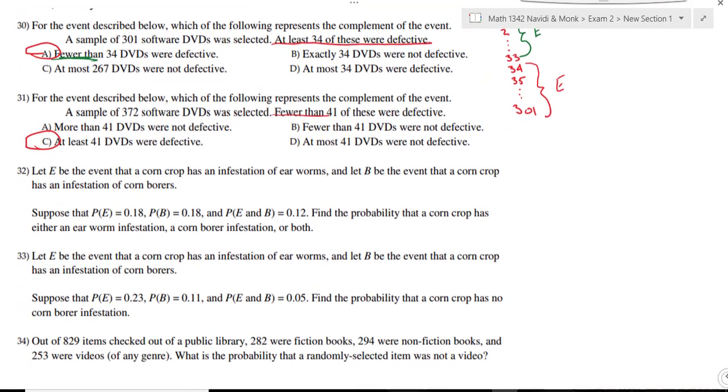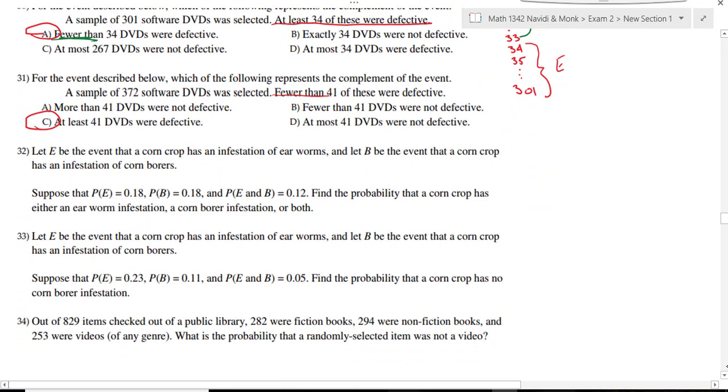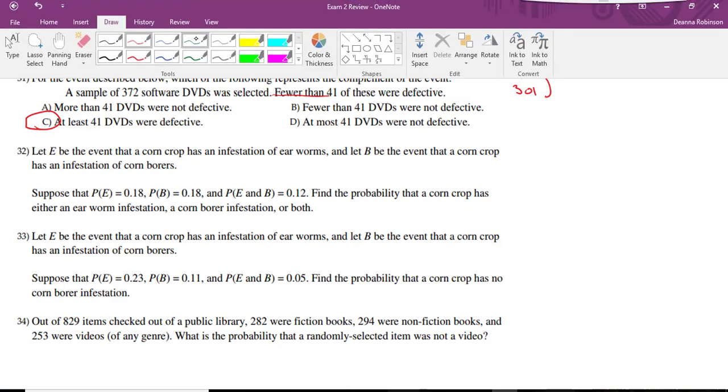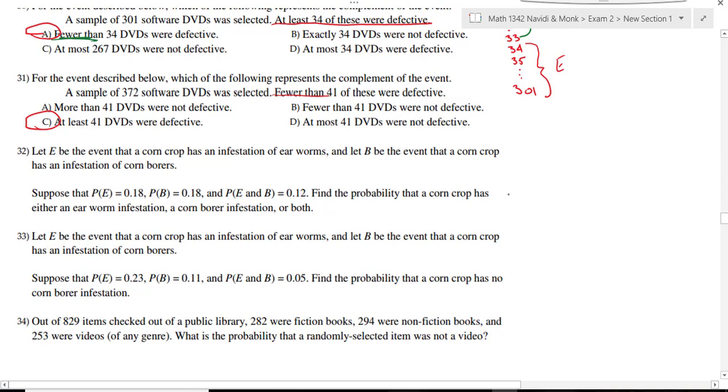Number 32. Let E be the event that a corn crop has an infestation of earworms, and let B be the event that a corn crop has an infestation of corn borers. Suppose that the probability of E is 0.18, the probability of B is 0.18, and the probability of E and B is 0.12. Find the probability that a corn crop has either an earworm infestation, a corn borer infestation, or both. This is another way of asking us to find the probability of E or B.